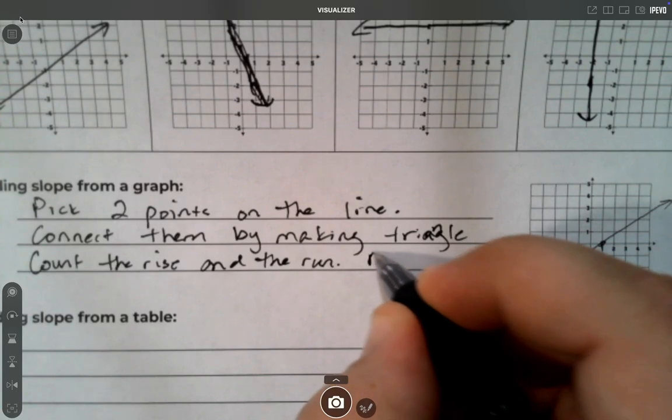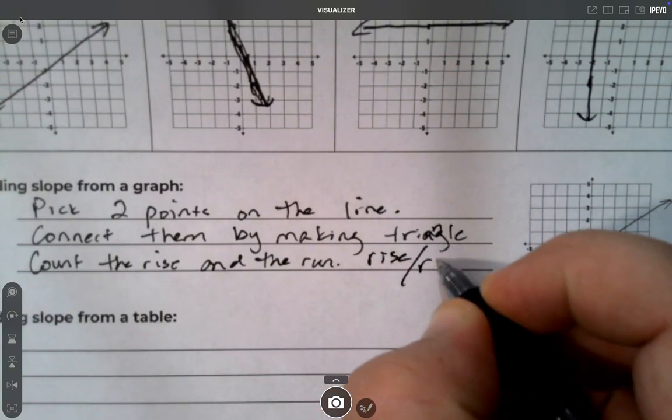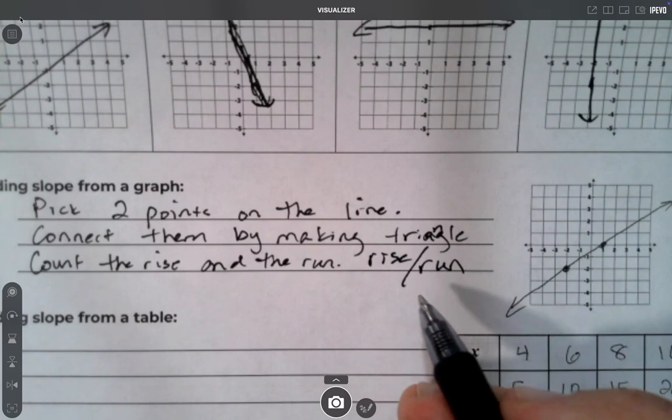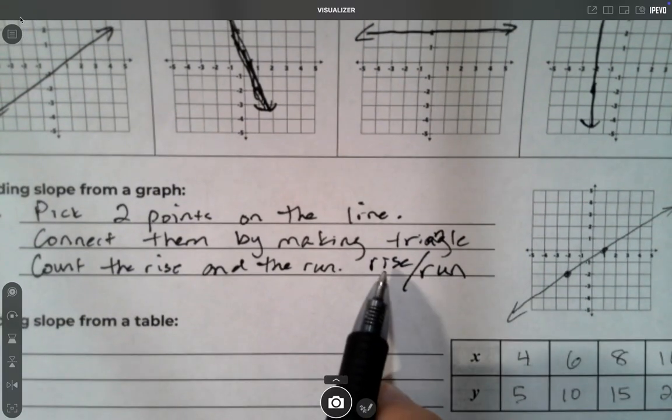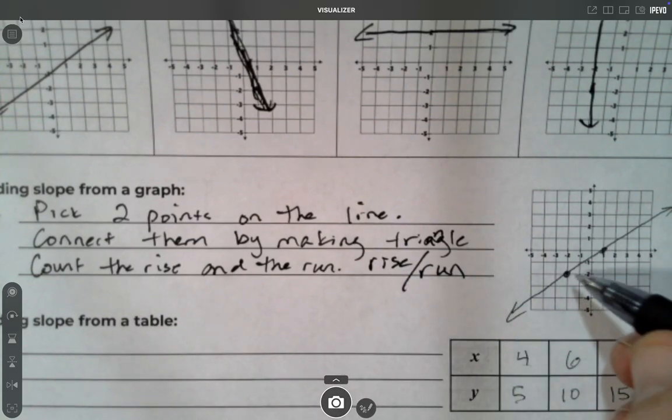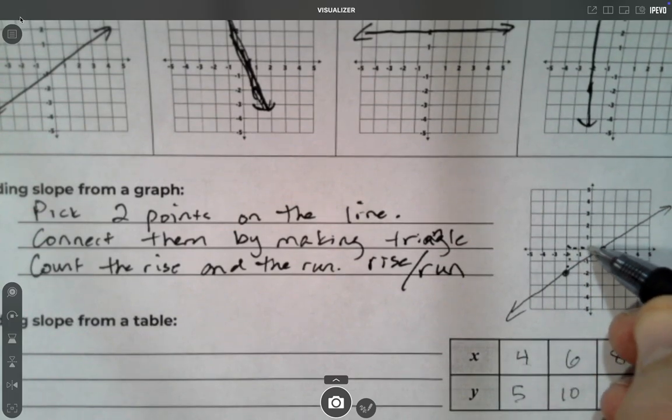And slope is always rise over run. So this isn't a slash, this is division. The slope is often a fraction, and you always put the change in the y, which is the rise, over the run. So if I look right here, I need to go up and then over.